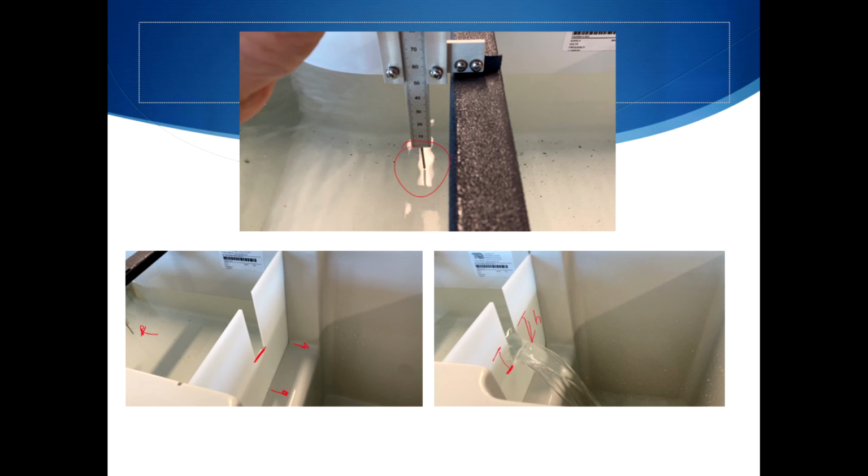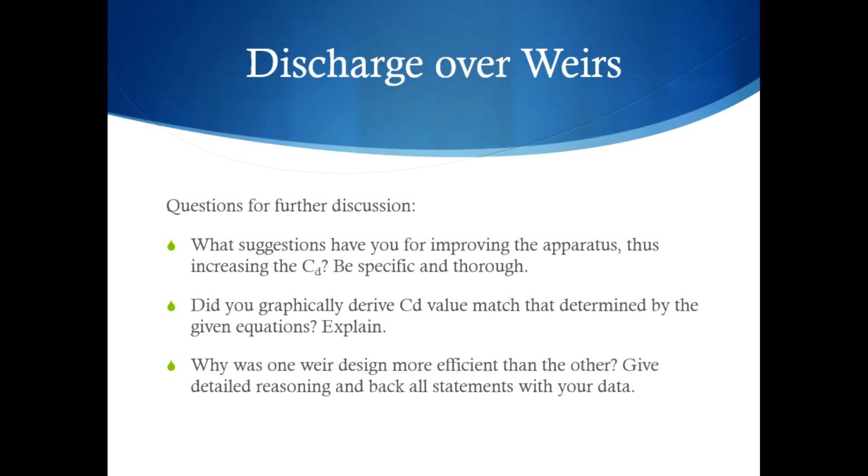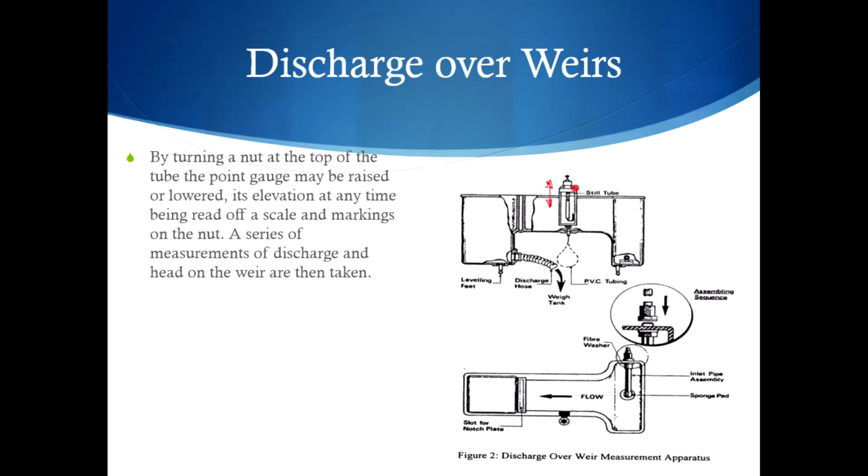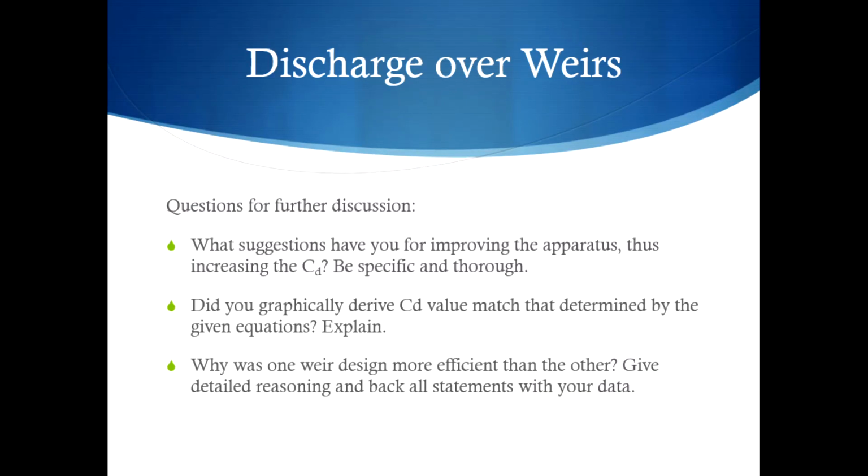to try to eliminate our errors as much as possible. Did your graphically derived CD value match that determined by the given equations? We have to explain how we got it. Remember how we got this equation from the logs, and we calculated and obtained the CD graphically. And why was one weir design more efficient than the other? Give detailed reasoning and back all the statements with your data.